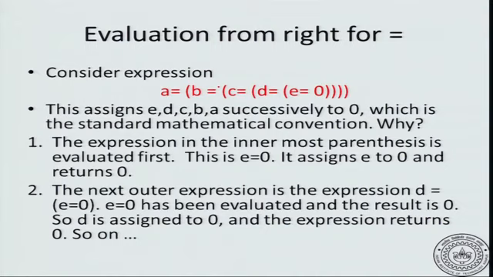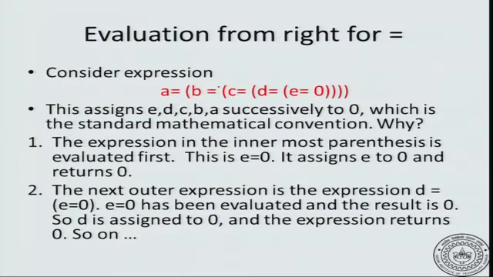Now, this is also the standard mathematical convention. We are not introducing a new strange rule here. Why is this? First, we will evaluate the innermost expression, which is e equal to 0. So, e will be assigned 0, then the return value of this subexpression, so this subexpression will return the value 0. So, this becomes d equal to 0. D is assigned the value 0, and the return value of this subexpression becomes 0. So, then we have c equal to 0 and so on.